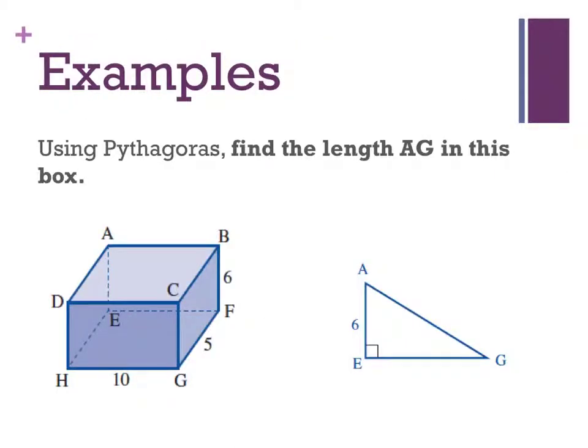Our example says, using Pythagoras' theorem, find the length of AG in this box. Now, let's have a look at our diagram. A starts up in this top corner, G ends in this bottom corner. If you imagine we're getting a knife, we're technically going to cut through the middle of the box here. We're going to go down here and we're going to go along here. Now my triangle looks a little bit funny at the moment because it's on an angle, so I'm going to need to redraw it. And that's why I've redrawn it over here.